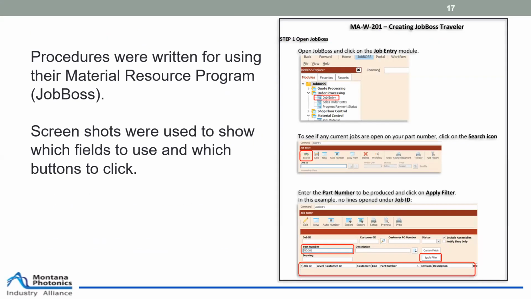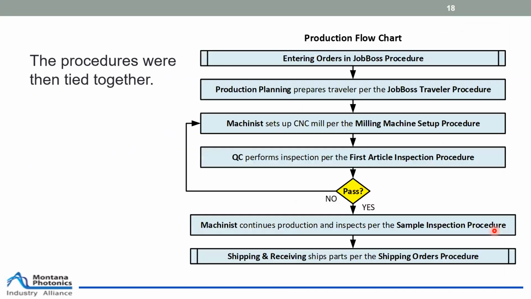Procedures were written using their material resource program, JobBoss, and screenshots were used to show which fields were used and which buttons to click. Here we have entering into JobBoss, how to do a search, and then which fields to use and which buttons to press. When the procedures were written, they were tied together with a flowchart.